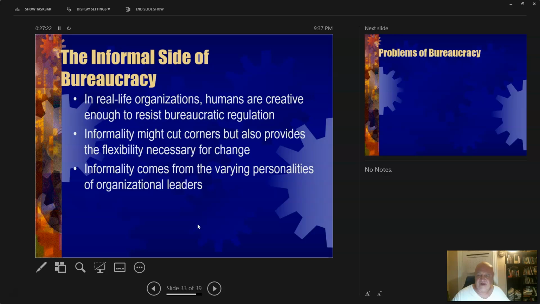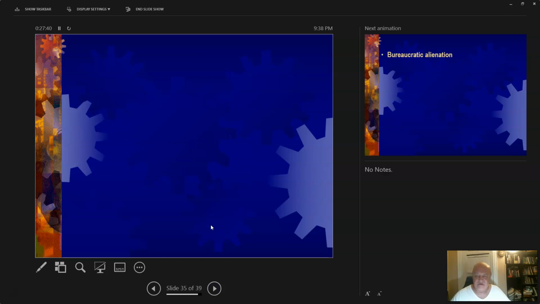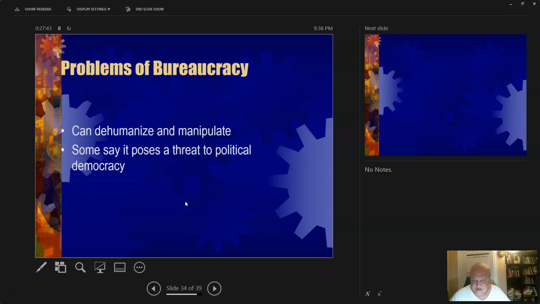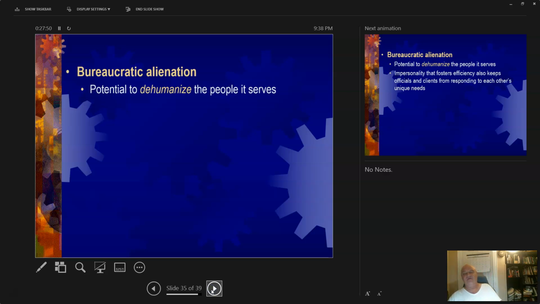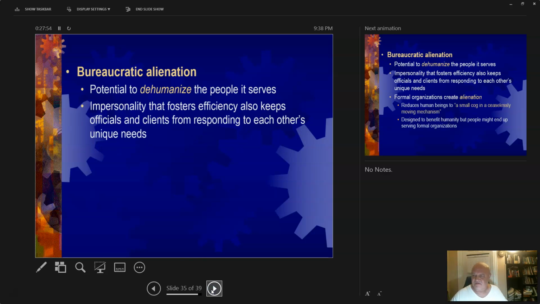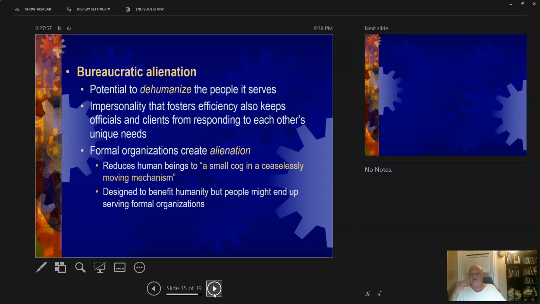Also, bureaucracies have an informal aspect, okay? We have to be flexible. Human beings are flexible. They don't follow rigid sets of axioms or rules. Bureaucracies have problems, though, okay? They can be dehumanizing. Bureaucratic alienation: an organization has the potential to dehumanize the people it serves. Impersonality fosters efficiency, but also keeps officials and clients from responding to unique needs. Formal organizations create alienation, in other words.